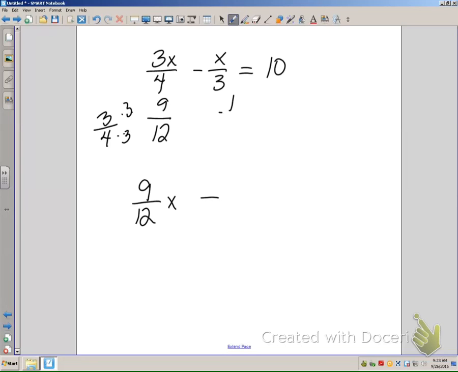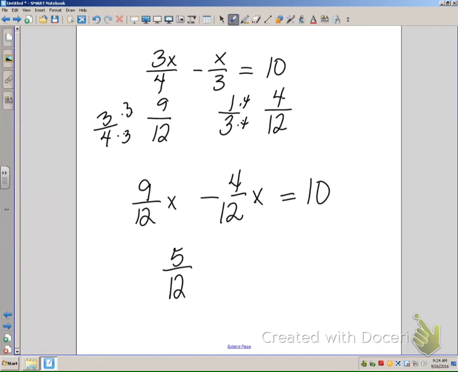So how could I convert 1/3 into something over 12? Well, I know to get from 3 to 12, I times by 4. So to get from 1 to whatever's supposed to be up here, I've got to times by 4. So I've got minus 4/12 x equals 10. So now I can go ahead and just combine. 9/12 minus 4/12 we know is 5/12 x equals 10.